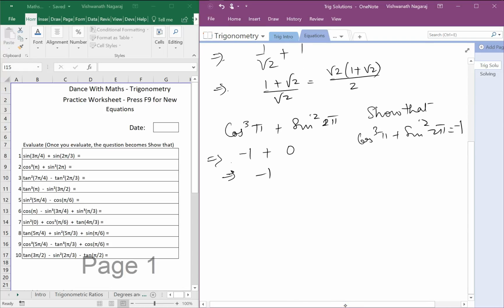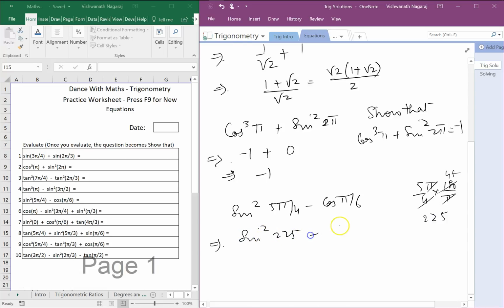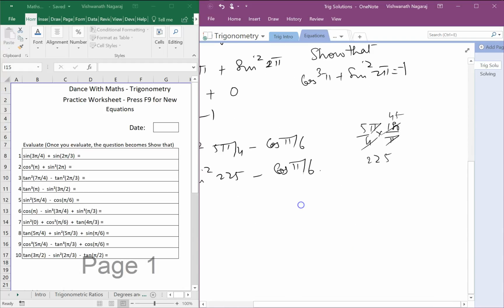Let's take sine square 5 pi by 4 minus cos pi by 6. 5 pi by 4 is how much? 5 times 180 is 900, divided by 4 is 225. So sine square 225 minus cos pi by 6. Sine square 225 is how much? Look at the reference angle. 225 is somewhere here: 180, 210, 225.